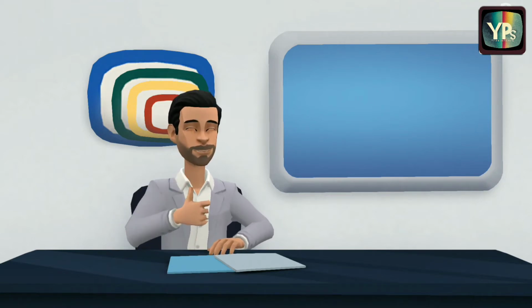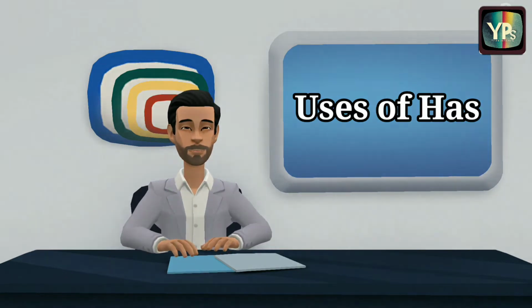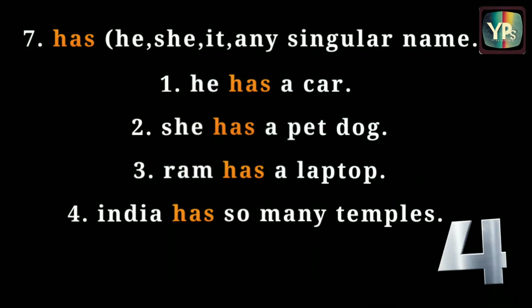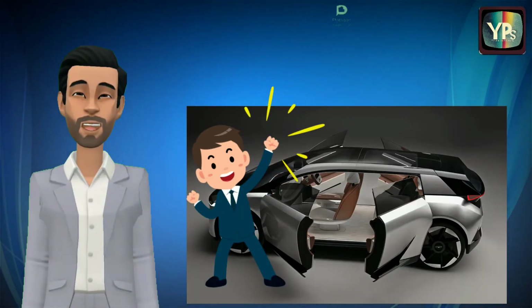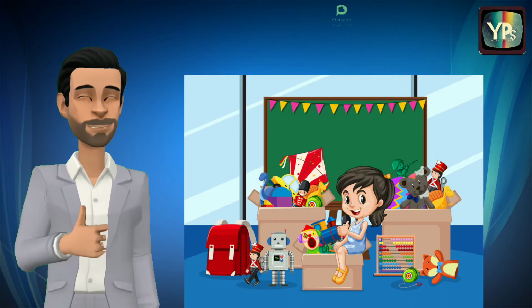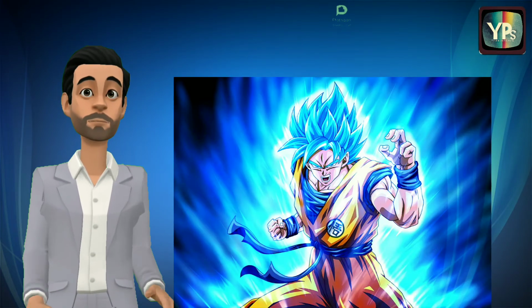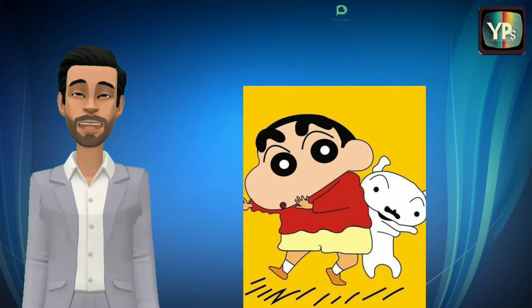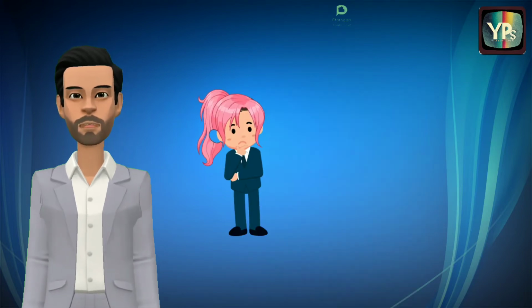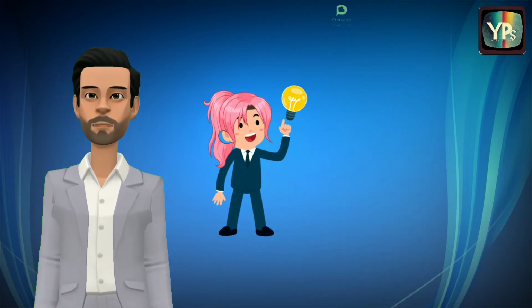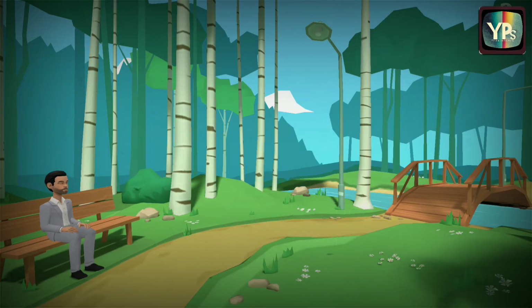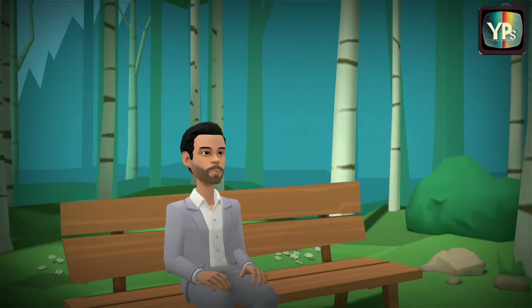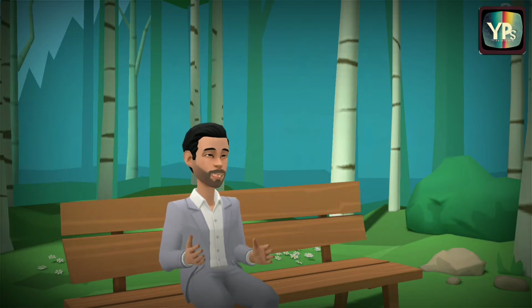Now we are going to understand the use of has. He has a car. She has so many toys. Goku has superpowers. Shin-chan has a dog. She has an idea how to solve the problems. She has no idea how to speak the English language. The park has a bench. The park has so many trees. The park has greenery.